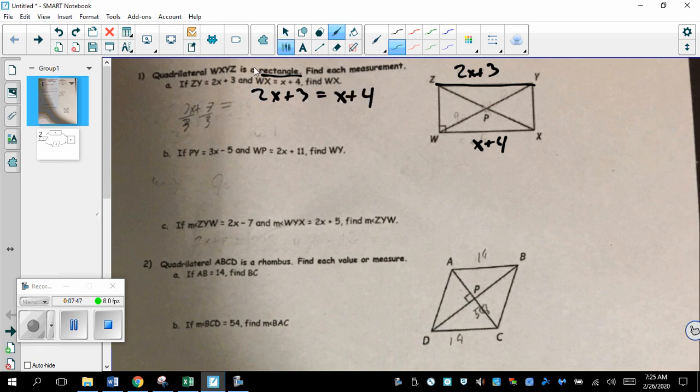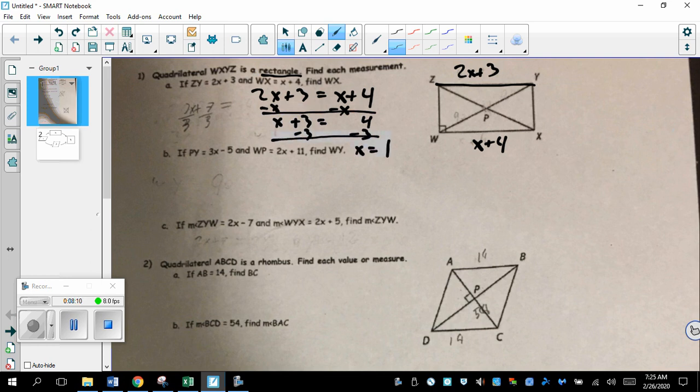Now, the thing you want to be careful with here is we're going to solve for x, but that's not going to be your answer. We're setting them equal because that's something we know about them. So again, what are we going to do? We're going to subtract x from both sides, and we get x plus 3 is equal to 4. We're going to subtract 3. We find out that x is equal to 1.